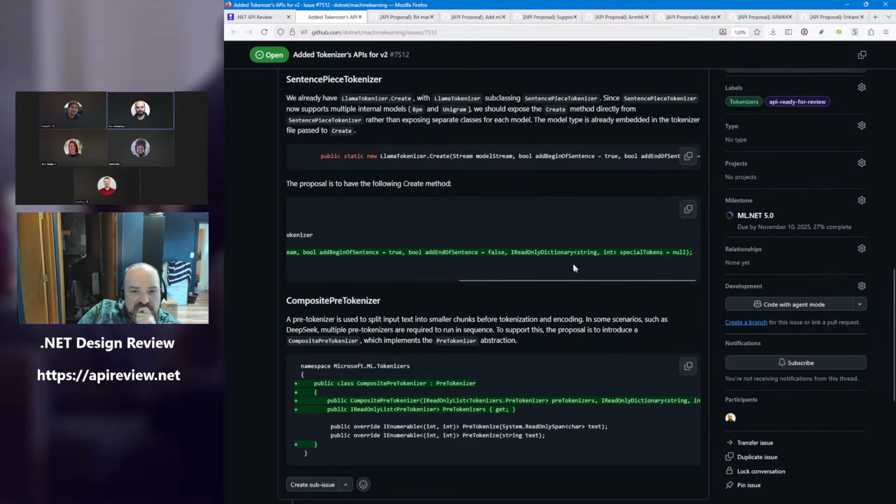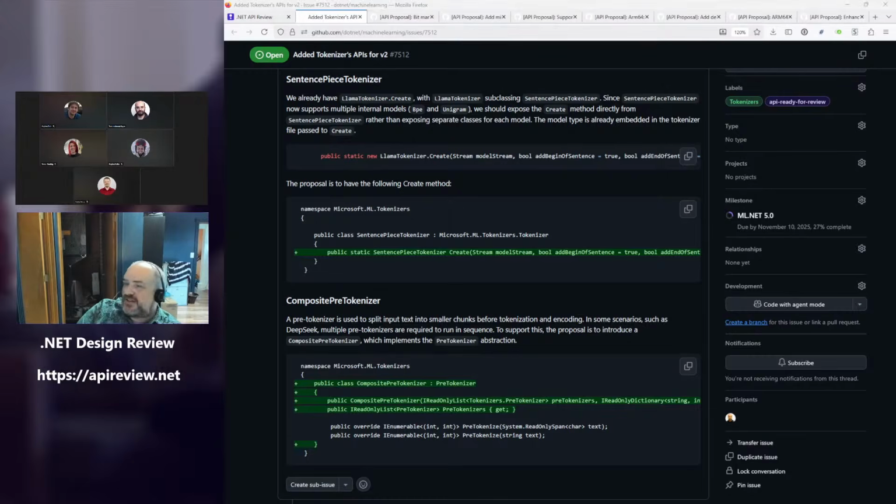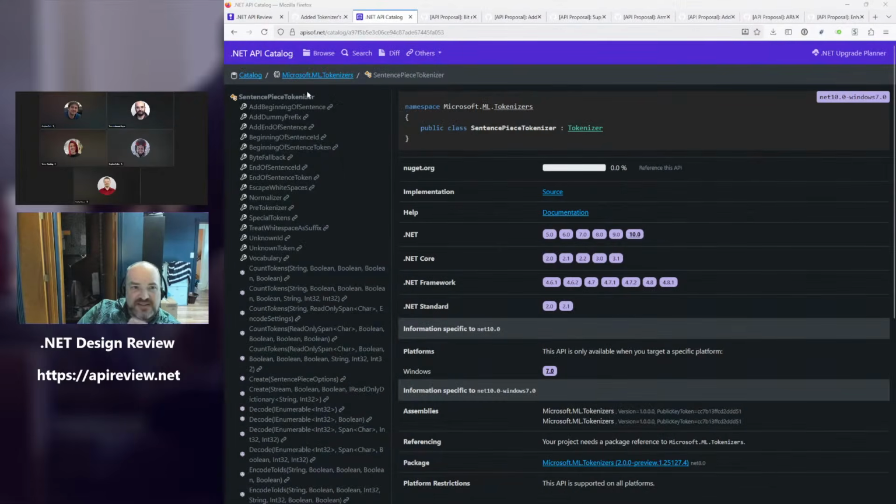Yeah. Then clearly it should be add ending of sentence. I'm just kidding. I don't actually think that. Yeah, well, I think that they're just leaving the word token off. But the properties are add beginning and add end.